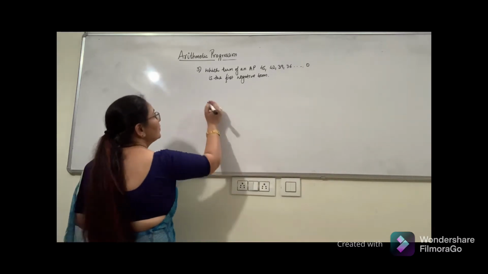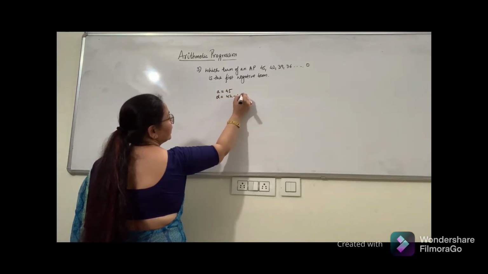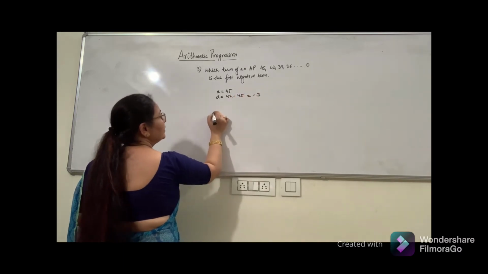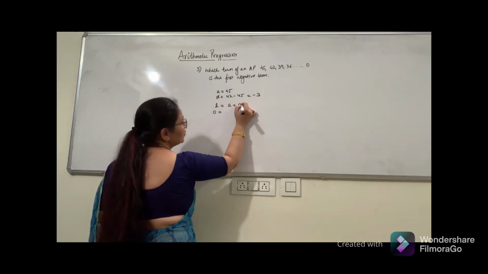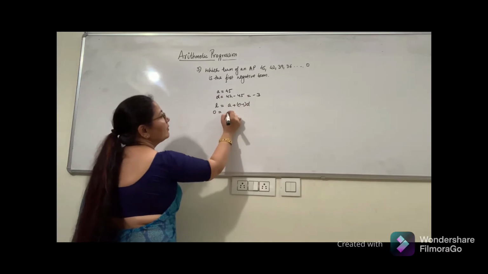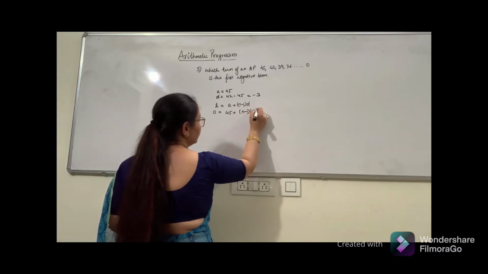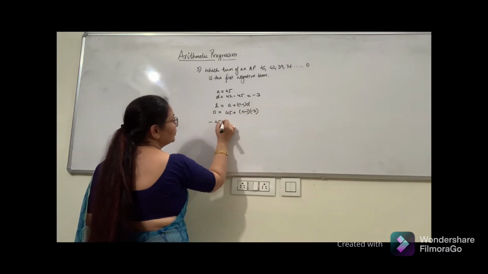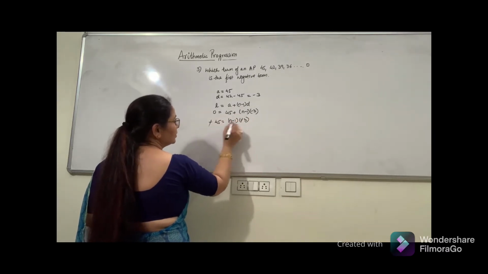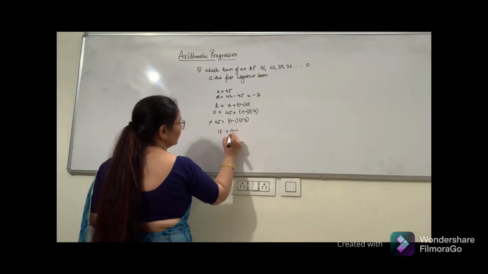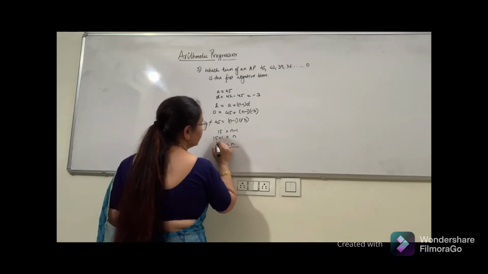Got it? So what is A? It is 45. What is D? 42 minus 45, that is minus 3. And I have to find 0. Suppose my last term is 0. So A plus (n minus 1)D, applying the same formula. So 0 equals 45 plus (n minus 1) into D. D is minus 3. So we get minus 45 equals (n minus 1) into minus 3. So minus minus get cancelled, and n minus 1 is 15. So n will be 15 plus 1, that is 16. So the 16th term is basically 0.